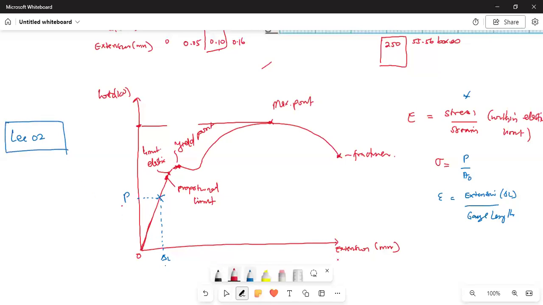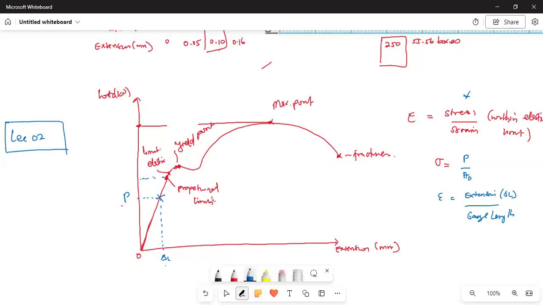So this is what you do. You can evaluate the E using this approach. Then if you want to find the stress at the proportional limit, the load here, where the straight line ends, just trace it to this point, and then you can find the load P. Use the load at the proportional limit divided by the original area.